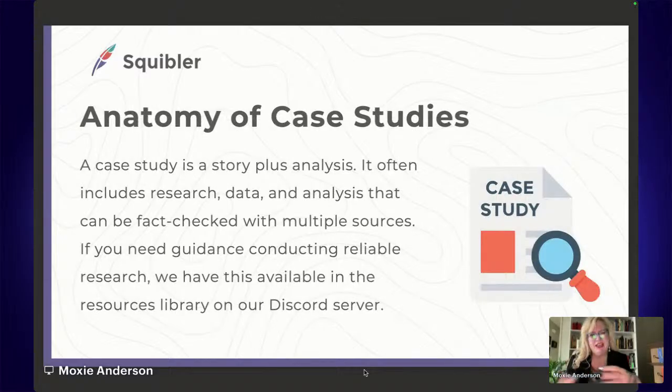So we'll do an anatomy of case studies here. It's a story with analysis. So it often includes research, data, and analysis that can be fact-checked with multiple sources.